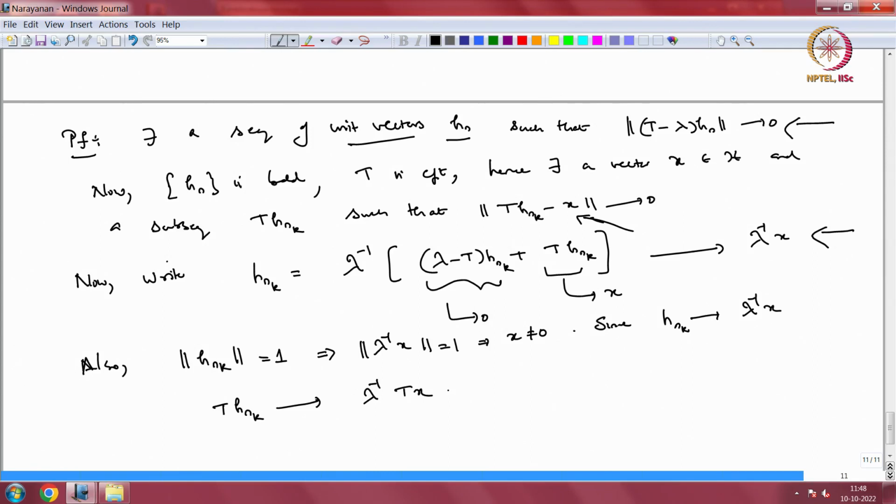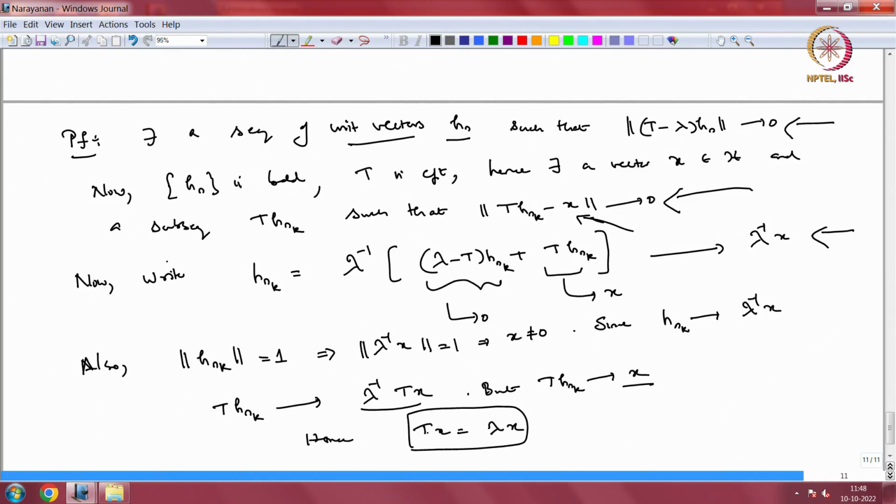Okay. But we started with T Hn k converging to x, right. So, whatever is here and here should be the same, Tx equal to lambda x, right. So, that proves that x is an eigenvector for T with eigenvalue lambda, right. So, hence lambda is an eigenvalue for T. That is how you find eigenvalues for a compact operator.